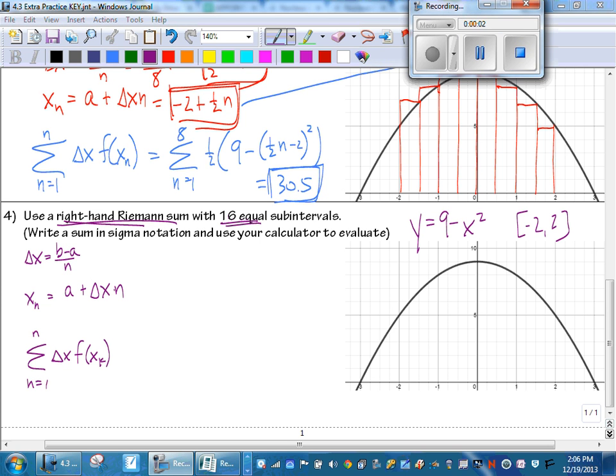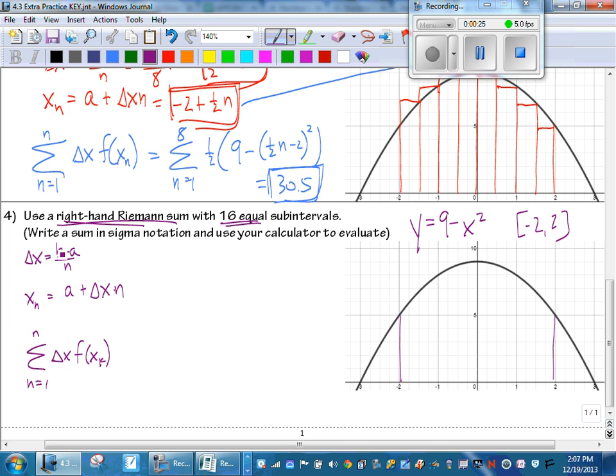Okay, for number 4, we're estimating the area under the curve from -2 to 2 with right-hand Riemann sums and 16 equal subintervals. So first thing we want to figure out is how big is each subinterval? That's the delta x. How big is the base of each rectangle?